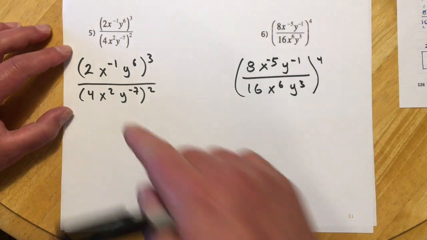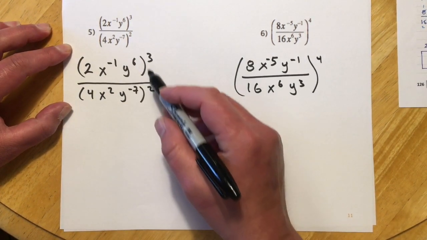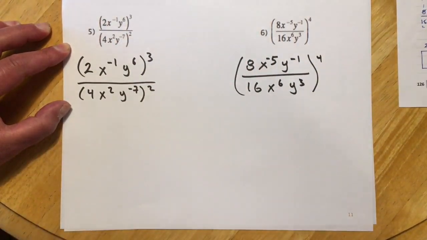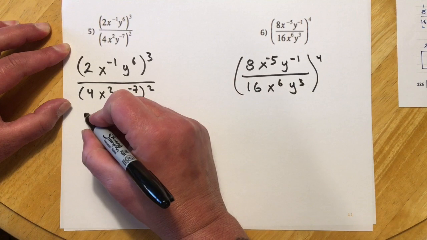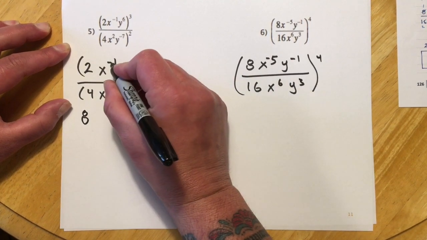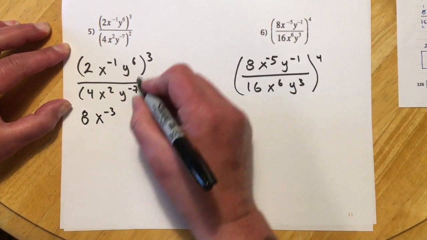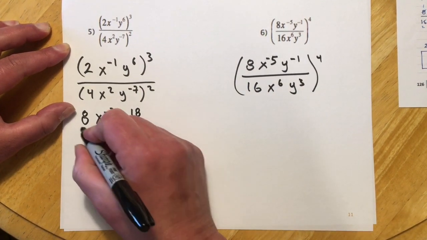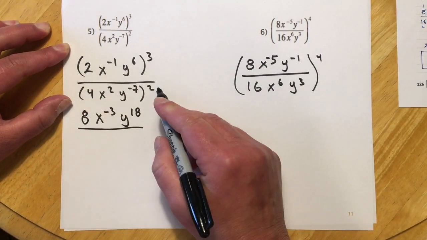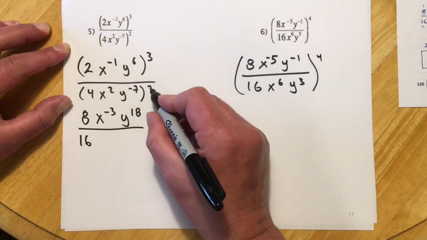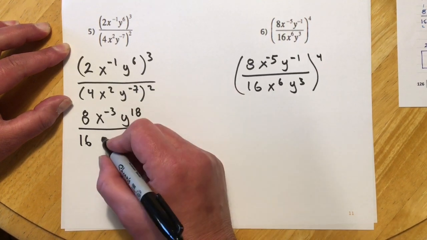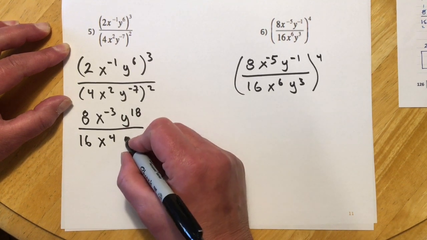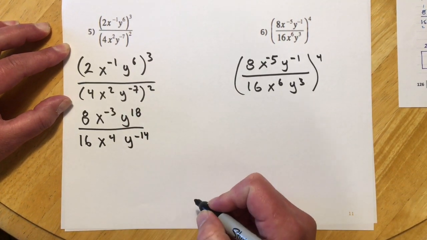Okay, I just rewrote these so we can see the exponents a little bit better. So here, the numerators to the 3rd, denominators to the 2nd, so I have to treat these as 2 separate problems for now. So 2 cubed is going to give me 8. Negative 1 times 3, so x to the negative 3rd. And then 6 and 3, y to the 18. And then 4 squared is 16, x squared squared, x to the 4th, and then negative 7 times 2, so that's going to give us y to the negative 14.